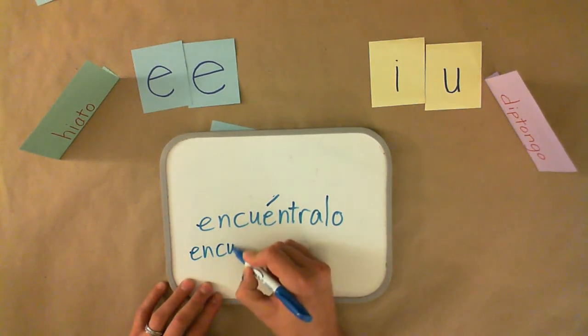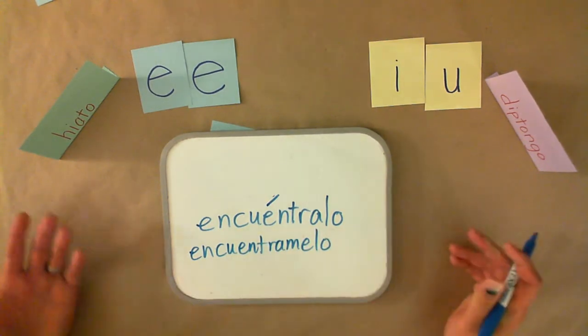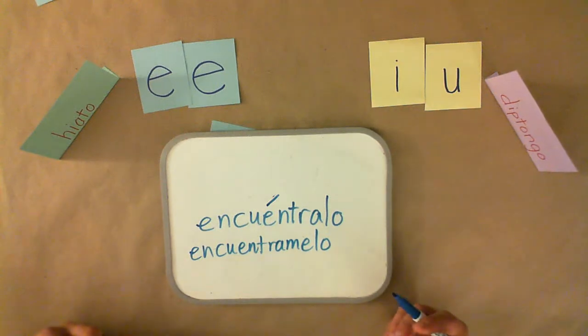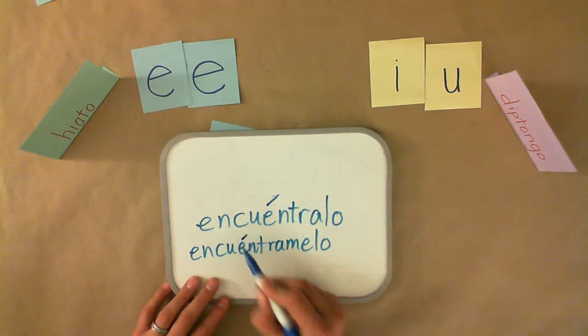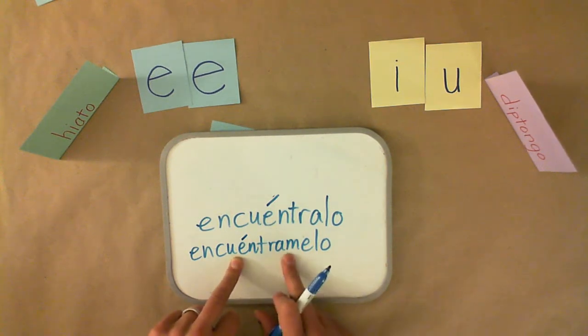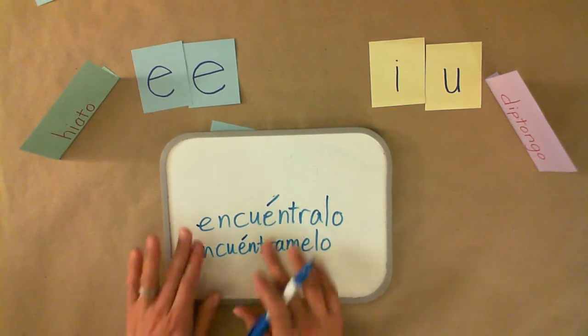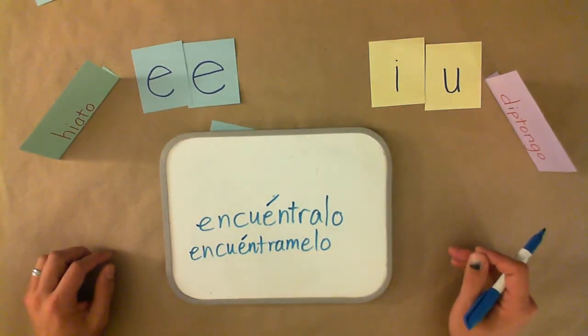Notice we can make the word even longer, and the same thing still applies. Encuéntramelo, find it for me. And this is a sobreesdrújula word. 1, 2, 3, 4. Encuéntramelo. This is the 4th syllable right there. Okay?